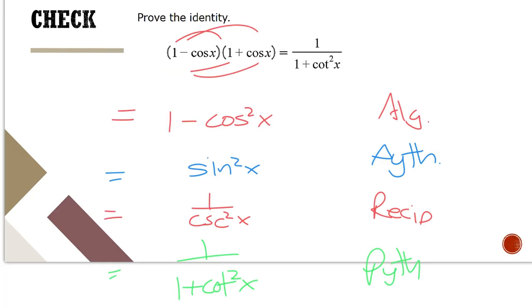So hopefully you tried it. I distributed this out. It simplifies to 1 minus cosine squared, which is just algebra. This turns into just sine squared of x by that Pythagorean identity. Flip it to be 1 over cosecant, which is a reciprocal, and we know that cosecant squared of x is 1 plus cotangent by that Pythagorean identity. Therefore, that would be our answer right here in a simple, very efficient manner.